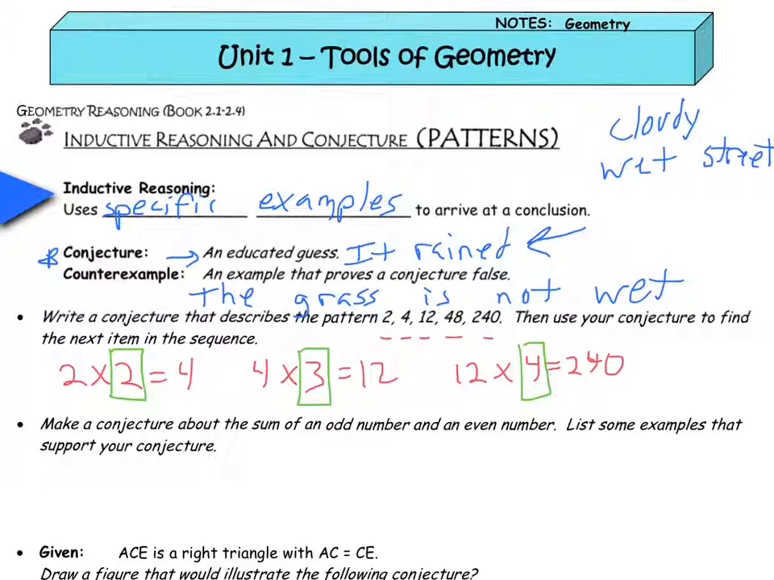So if that was my pattern, or my conjecture, then to find the next term in the sequence, I would say 240 times what number comes after 4? 5 would equal 1,200. So using my conjecture, I came up with the next number in this sequence.